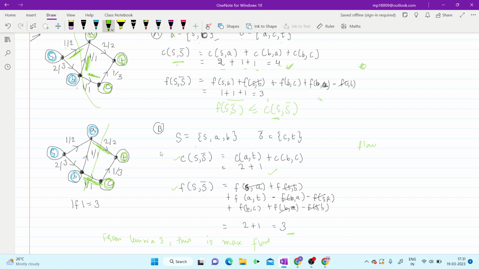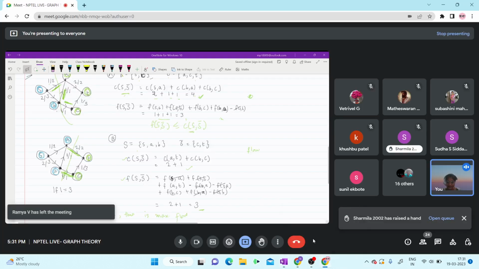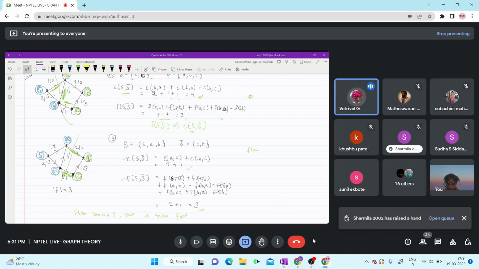So is the concept of capacity of cut and flow clear to everybody? Can we move on to questions, or if you have some doubts in this, then we can discuss that. Yes. Ma'am, once again explain about minimum cut, ma'am. Okay. So by minimum cut, what do we mean?